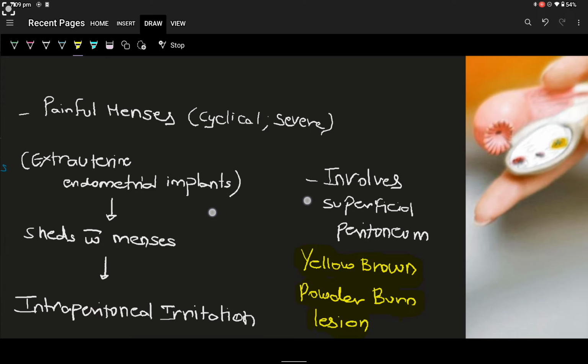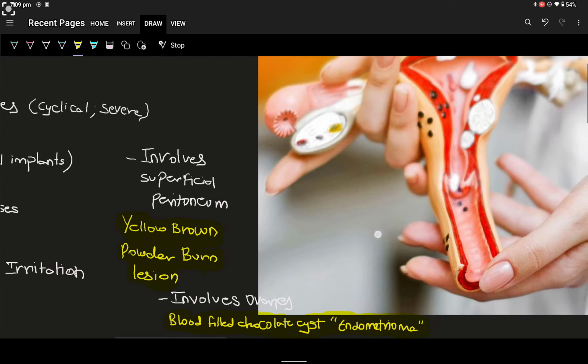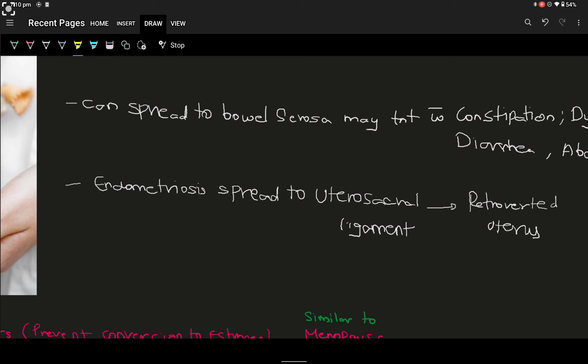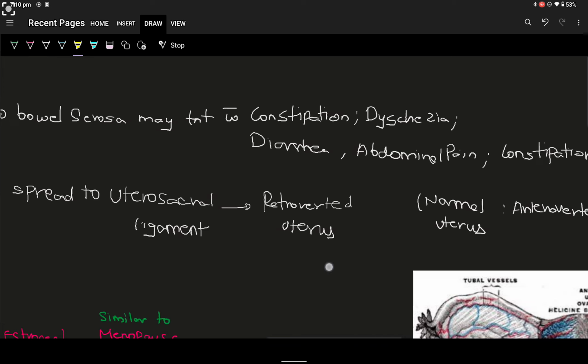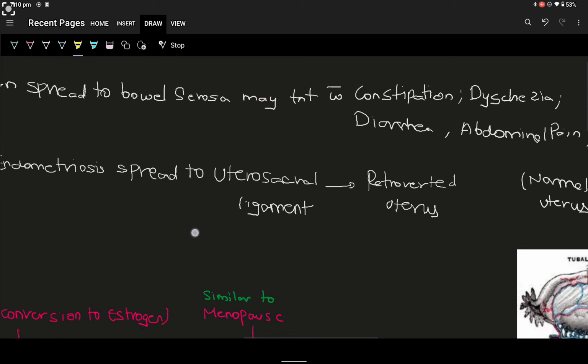Also, it can involve the superficial peritoneum, and the finding which we have is called the yellow brown powder burn lesion. And when it involves the ovaries, it is the blood filled chocolate cyst called the endometrioma. The endometrial implants can also spread to the bowel serosa and may present with symptoms of constipation, dyschezia, diarrhea, and abdominal pain.